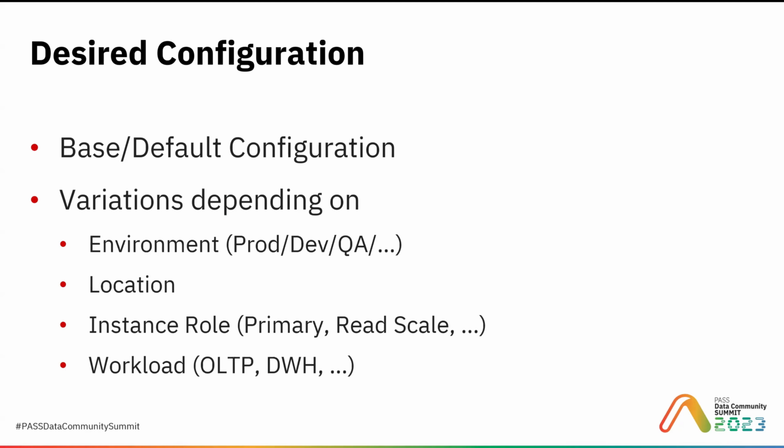Stuff like this. What is the role of an instance? This is a primary. This is a read scale machine. Yeah, it's all desired configuration. The reason I want that set in the CMDB is so if I see it changing out there in the field, I know something happened.